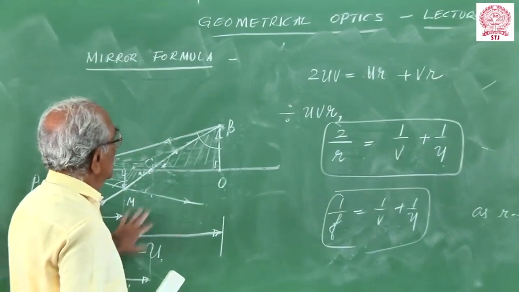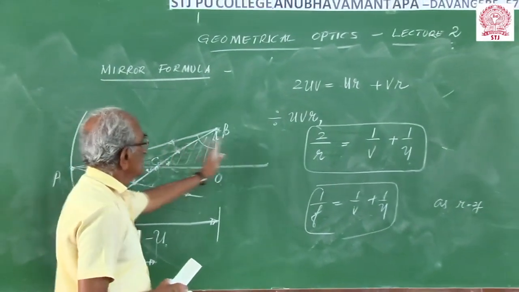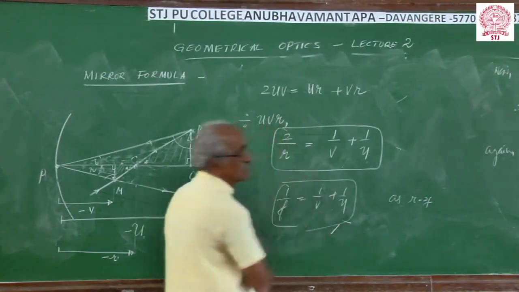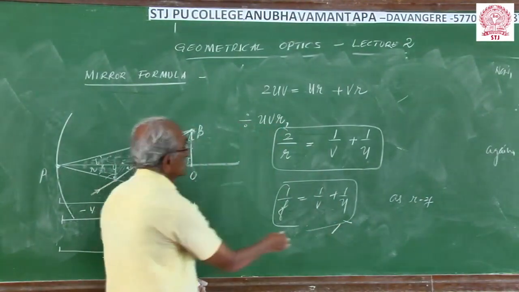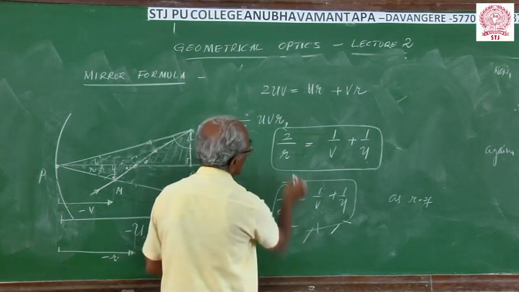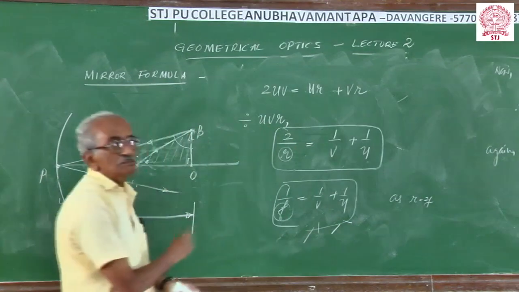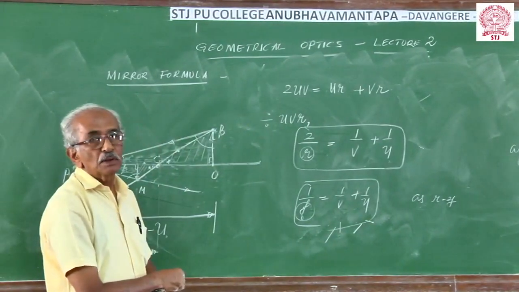Notice that you can keep the object at any distance. This is variable. Similarly, this is variable. But on the right hand side, the left hand side, you have the constant.